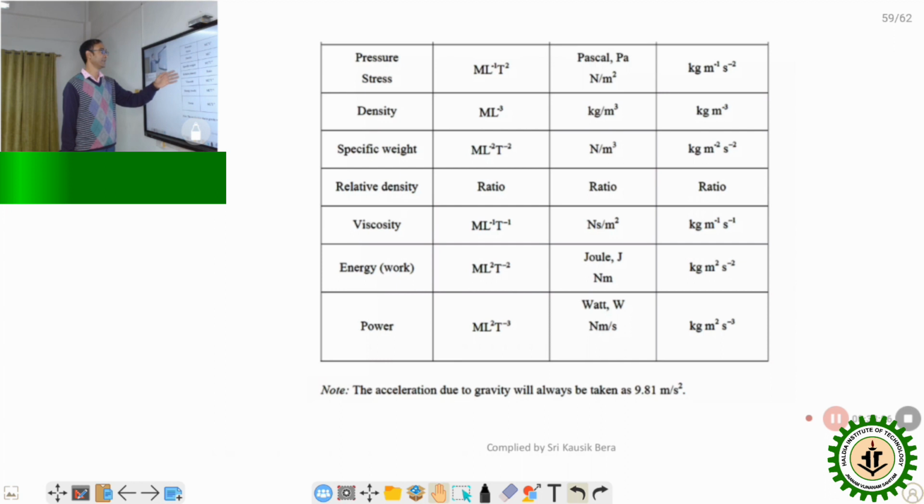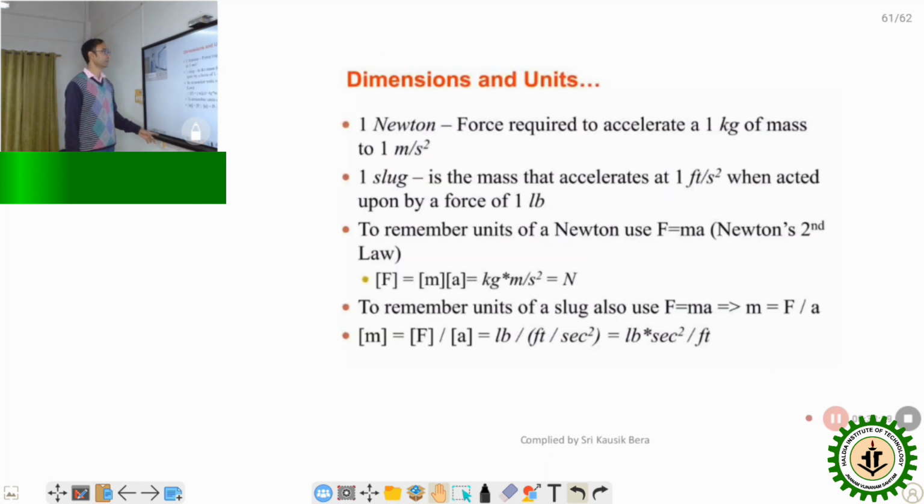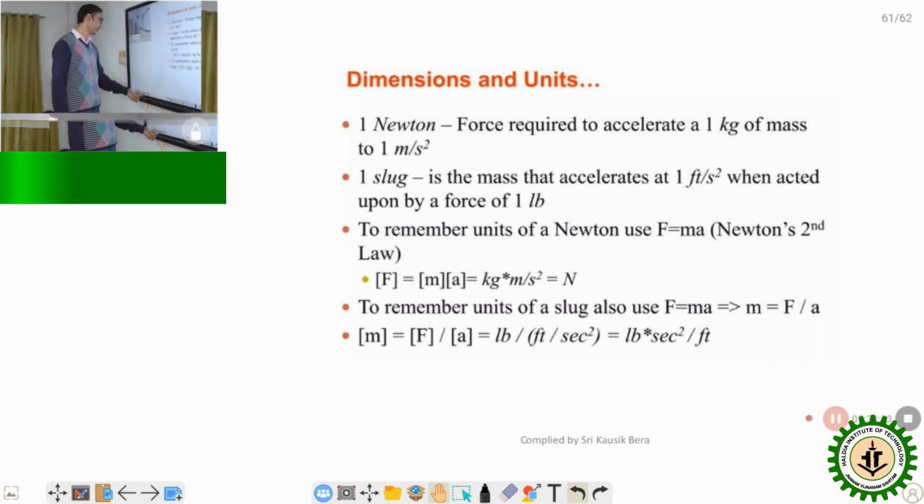So pressure, density, specific weight, relative density, velocity, energy, and power, these are the dimensions, and these are the units for the SI system and the English system. One Newton is the force for 1 kg of mass at 1 meter per second square, and the Newton is F equals ma. So we can define dimensional analysis this way.